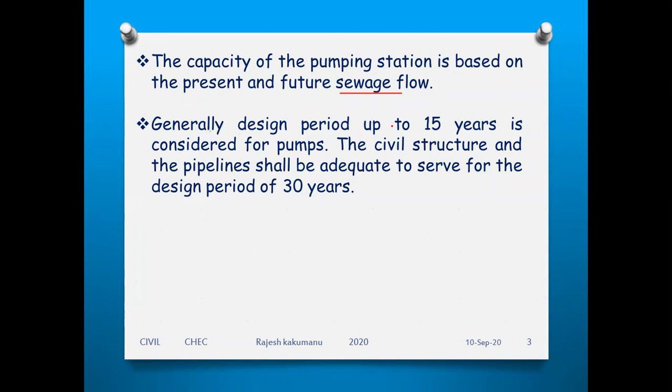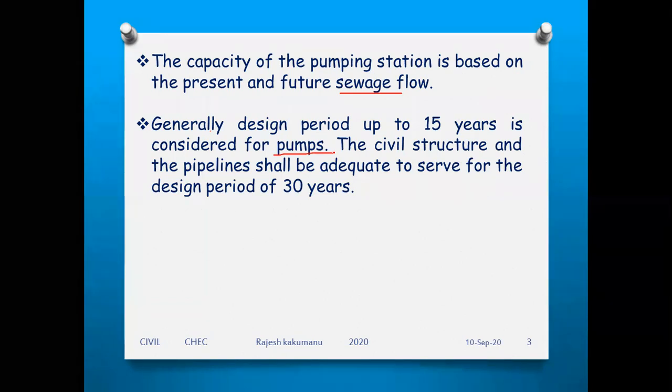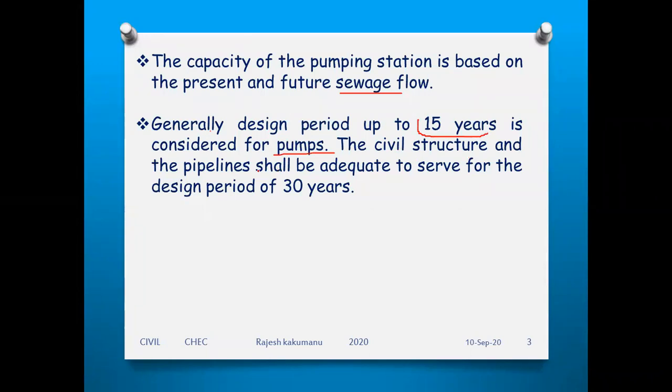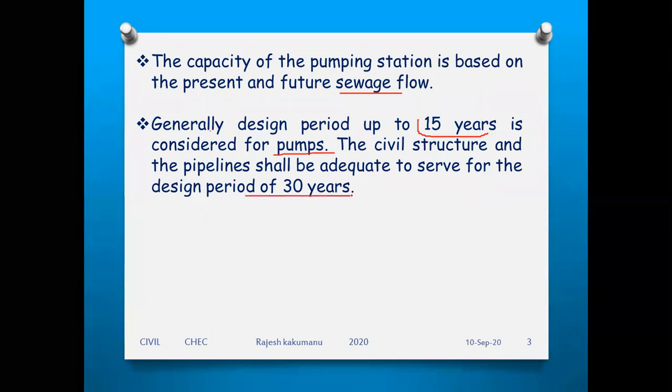The design period is up to 15 years considered for the pumps. Whatever design we are making, before planning, before executing, whatever design you are planning for the pumping station, it should have 15 years validity, right? So we have to give the estimation of 15 years for the pumps. The civil structure and the pipeline shall be adequate to serve for the design period of 30 years. 30 years is the limit for the civil structure and the pipelines.